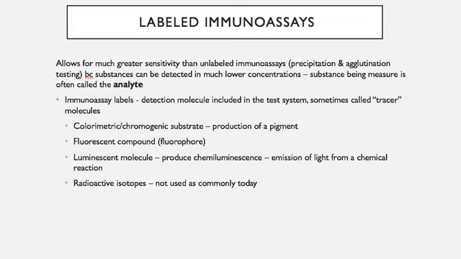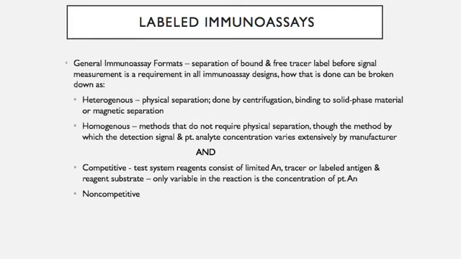And then you've got some different ways that this can happen. Colorimetric, or the chromogenic substrate, indicates that there's a production of a pigment. It may be in the form of a fluorescent compound, which is referred to as a fluorophore. You may have luminescent molecules, so they produce chemiluminescence, which is emission of light from a chemical reaction, or radioactive isotopes, but those types of reactions are not usually used in testing today.